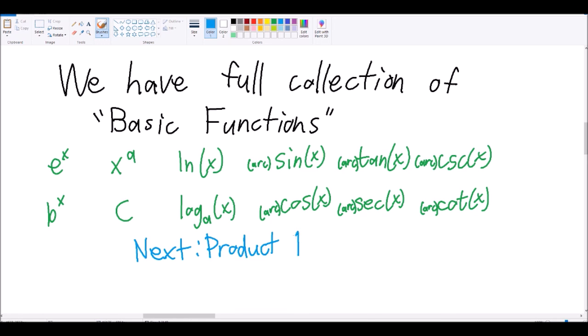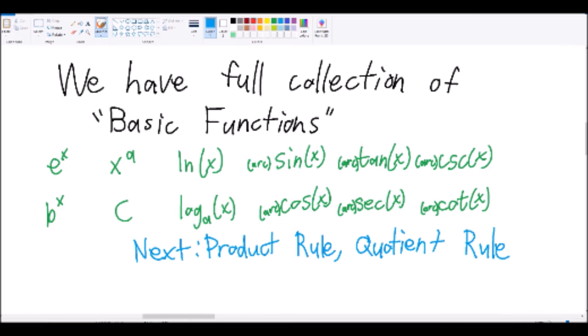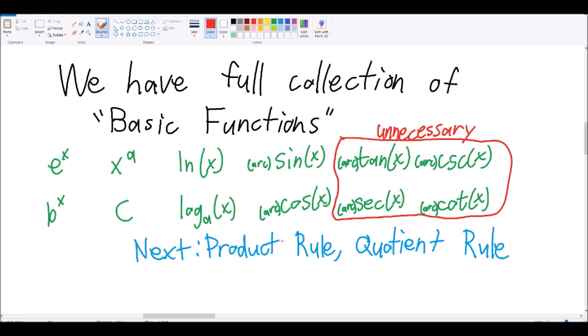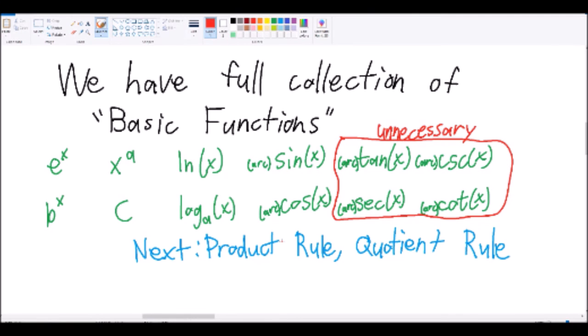Next episode, we're going to fully break away from the limit definition as we go into the product rule and the quotient rule. You've already seen how useful they would be. Try proving some of these derivatives yourself.